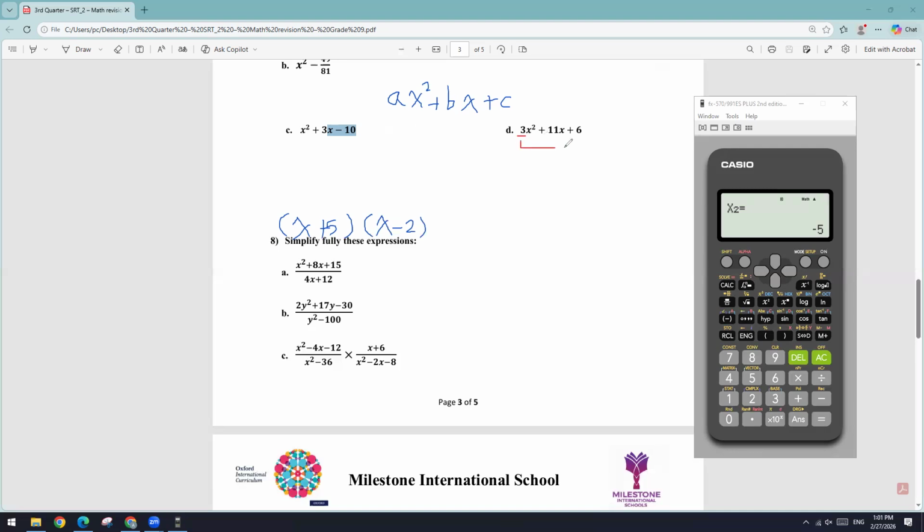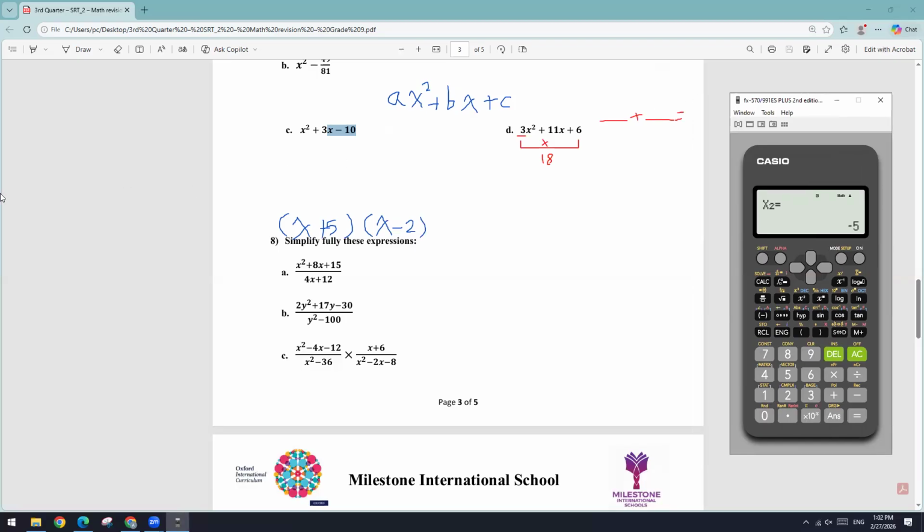I will multiply 3 by 6. 3 times 6, 18. So now what do I say? I say I'm looking for two numbers. If I add them, it's what? It's 11. Here, that value in the middle. And those two numbers, if I multiply them, I should get how much after I multiply 3 by 6? I should get 18.